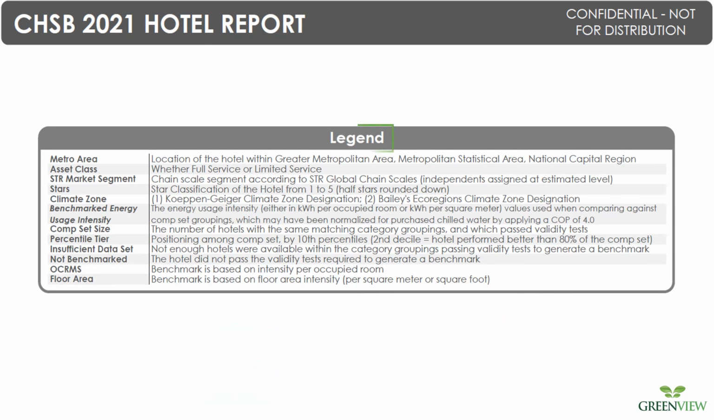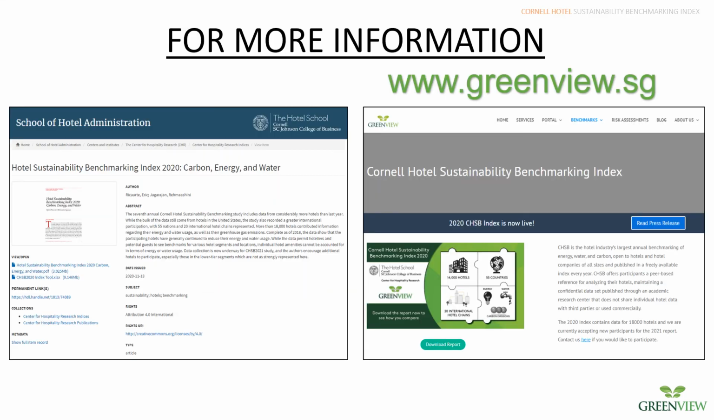Finally, we have the legend at the end of each page, which explains in more detail each of the types of names and terms used in each section. For more information on the fences, validity testing processes, and the overall guidance, you can visit the CHSB guidance document, which is freely available along with the public dataset through the Cornell Center for Hospitality Research or via the link from www.greenview.sg. As mentioned, at the time of recording, the latest version available is CHSB 2020, and this will be updated in due course.